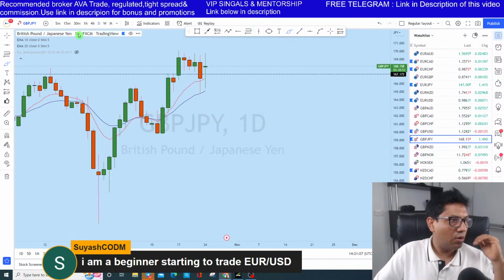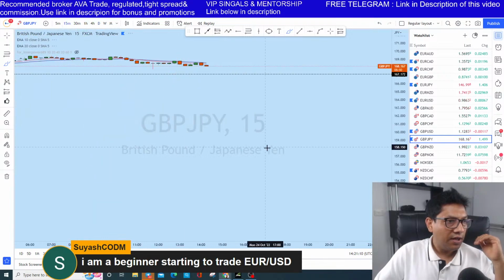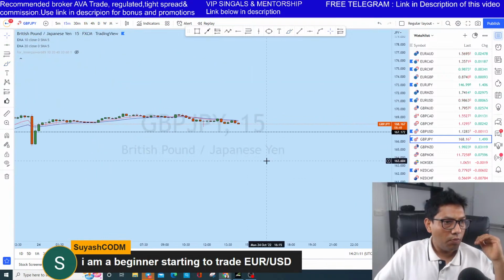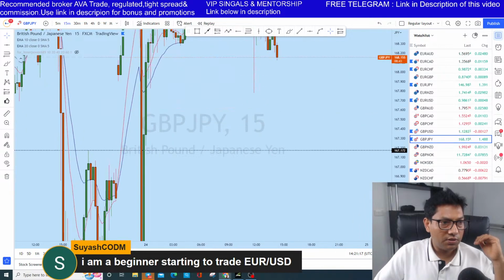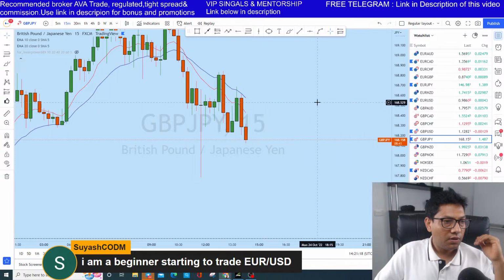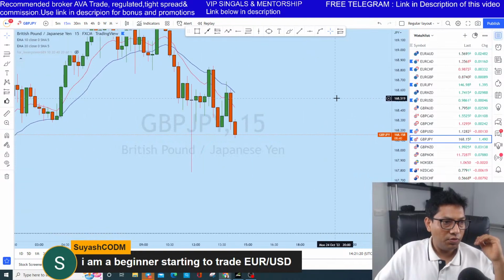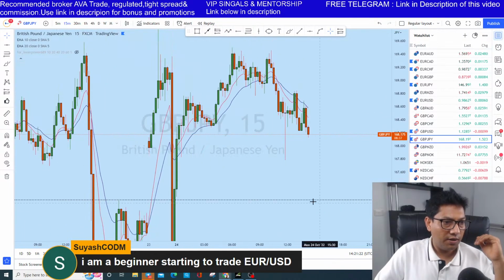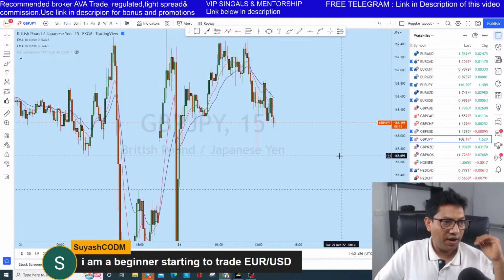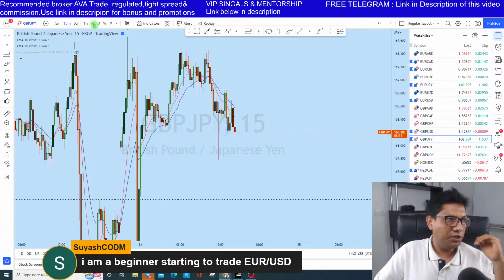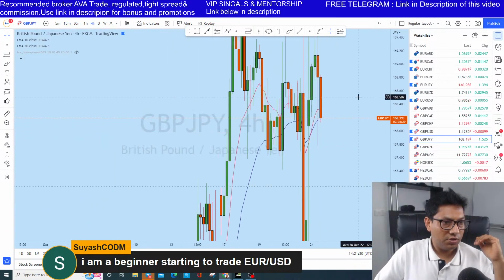Now GJ, we see expected drop. That's awesome. GJ, I think that it will move down. As I mentioned, it will come back down here, and from here we might find a bullish setup on GBPJPY. So this is what I expected.